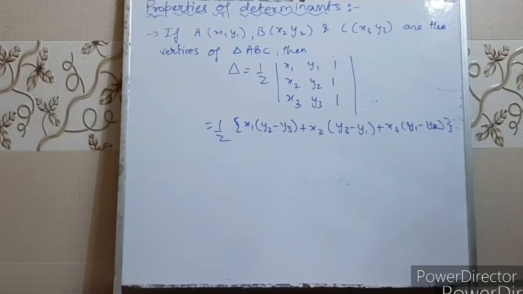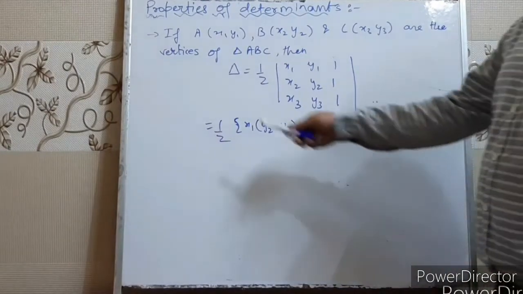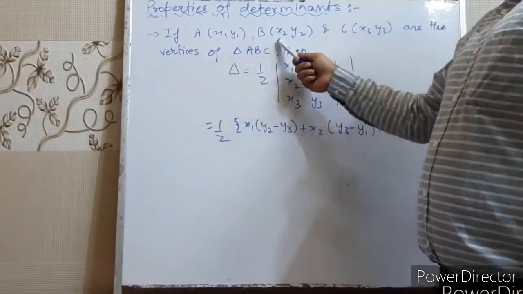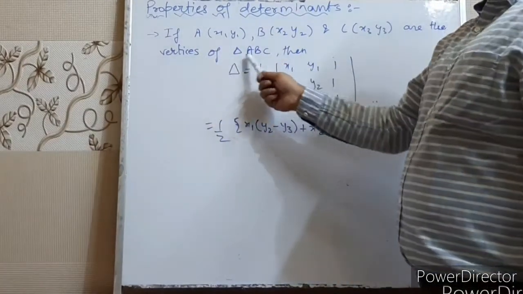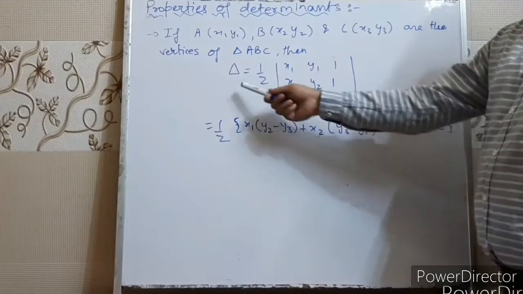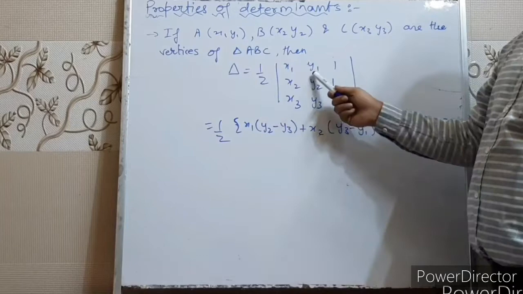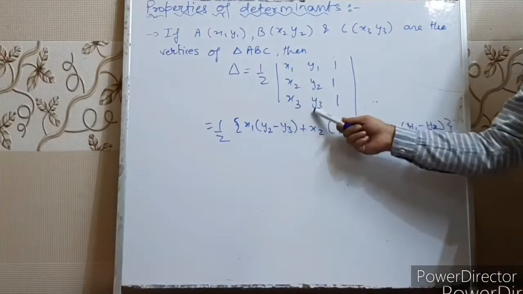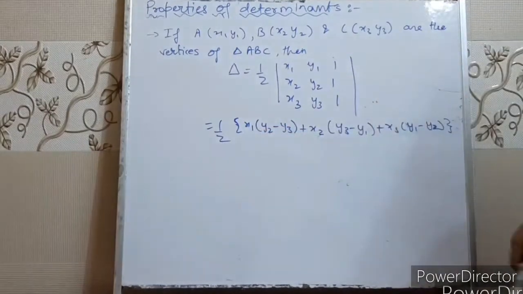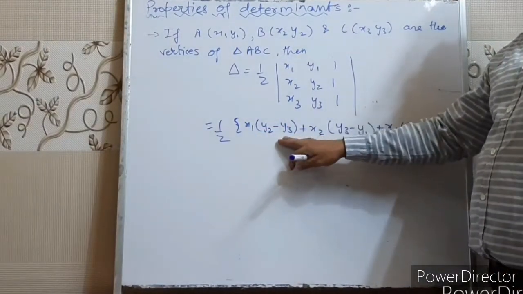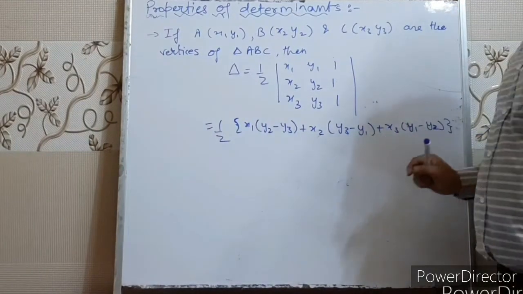Children, we can also calculate the area of a triangle by using determinants. If A(x1, y1), B(x2, y2) and C(x3, y3) are the vertices of triangle ABC, then the area of the triangle can be written as 1 by 2 into the determinant with rows x1 y1 1, x2 y2 1 and x3 y3 1. When you expand this determinant, we get the formula 1 by 2 [x1(y2 minus y3) plus x2(y3 minus y1) plus x3(y1 minus y2)].